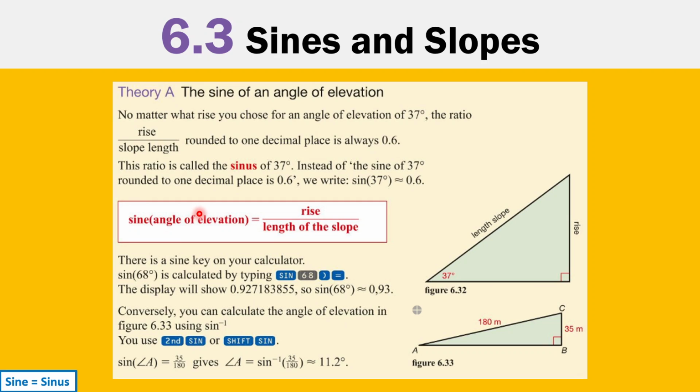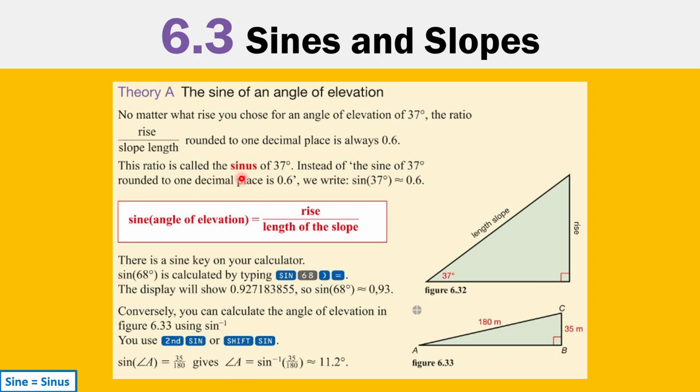Well, with the sine, the same thing actually kind of happens. No matter what rise you choose for an angle of elevation of 26 degrees, the ratio rise divided by slope length also stays the same. First we had rise divided by run, right? Now rise divided by slope length is also the same. So here I can say that this thing divided by this thing is always the same number, no matter if I enlarge this.